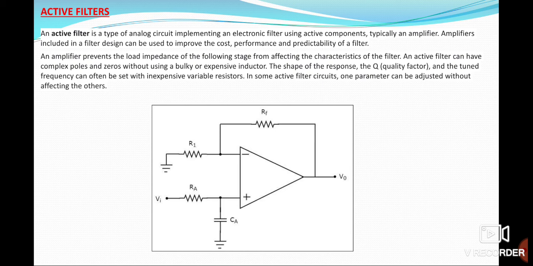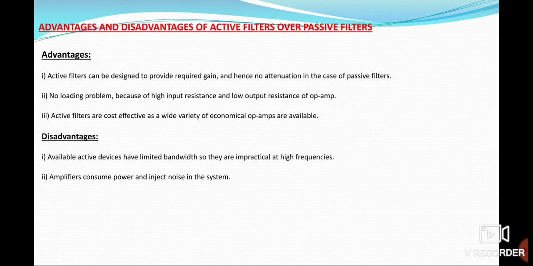So basically we use active filters using op-amps, because for that we will get the gain output. The gain output will be much higher if we use an active filter, because for an op-amp the gain is always very high on the output side. So an active filter has a few advantages over the passive filters. So let us see what are those.